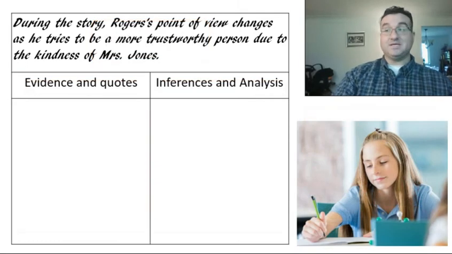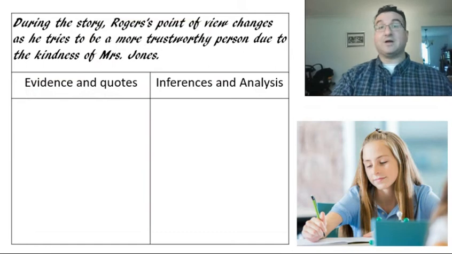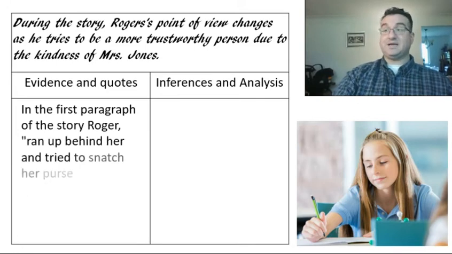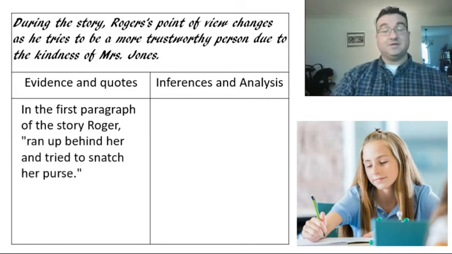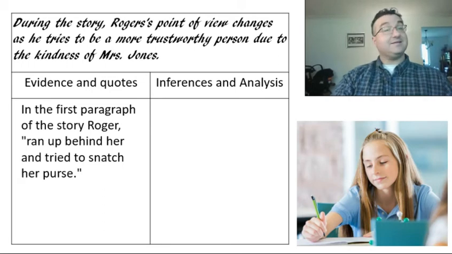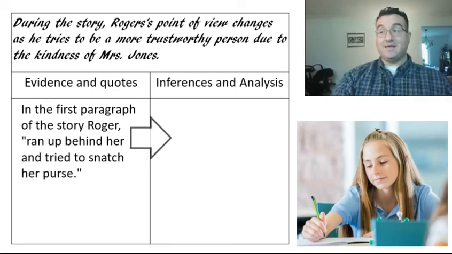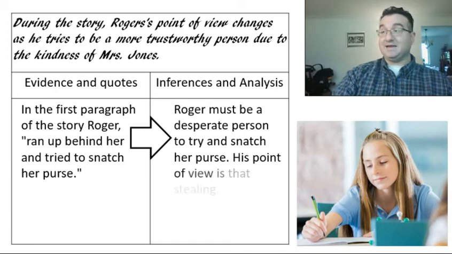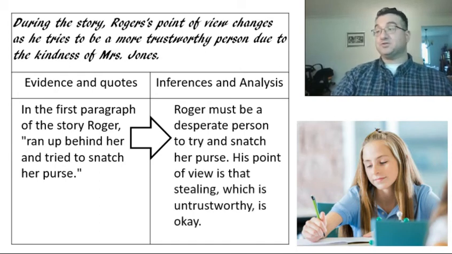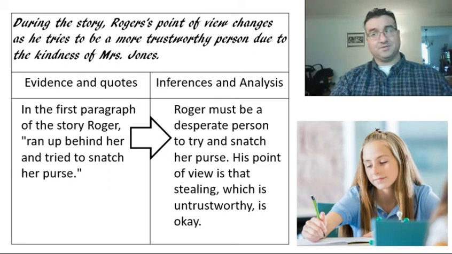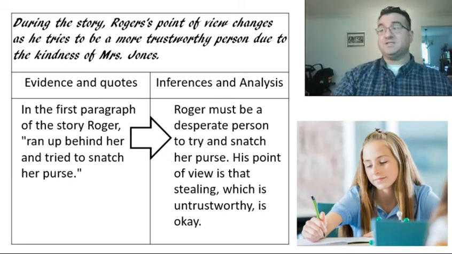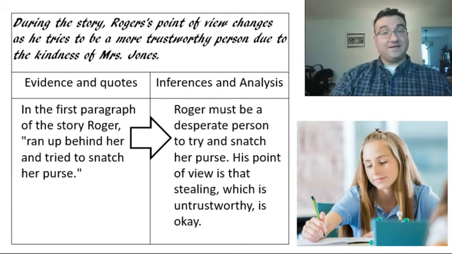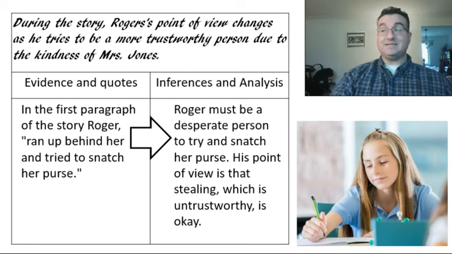Let's look at 3 examples of pieces of evidence that support how Roger's point of view changes during the story. In the first paragraph of the story, Roger ran up behind her and tried to snatch her purse. You'll notice I quote a part of the story and I tell what part of the story it's from. Then, on the other side of the T-chart, I can make inferences and I can analyze it, saying things like, Roger must be a desperate person to try and snatch her purse. His point of view is that stealing, which is untrustworthy, is okay. So that tells me what the evidence means and how it goes back to the main idea.